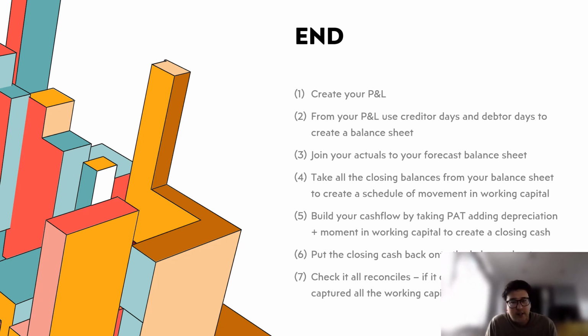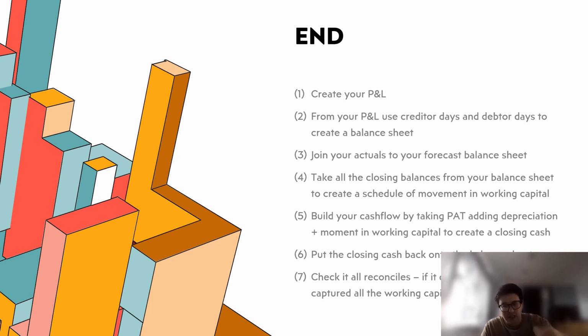So to summarize though, what do you do? Well, first of all, you create your forecast P&L. You get your projections, you've got to know what they are, what you think you're going to sell, how much it's going to cost you to sell them, and that creates your P&L. And then from your P&L, you use your creditor days and your debtor days formulas to create a balance sheet, right? And once you do that, you've got your forecast P&L, and you created your balance sheet off it, with your debtor days and your creditor days.